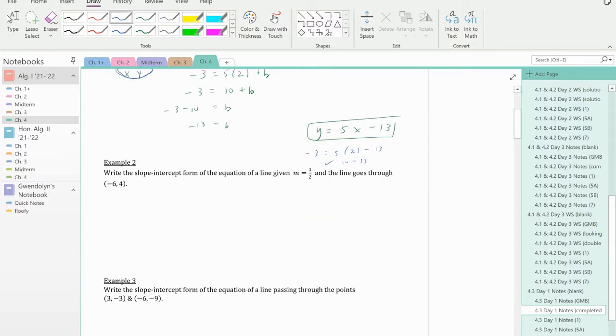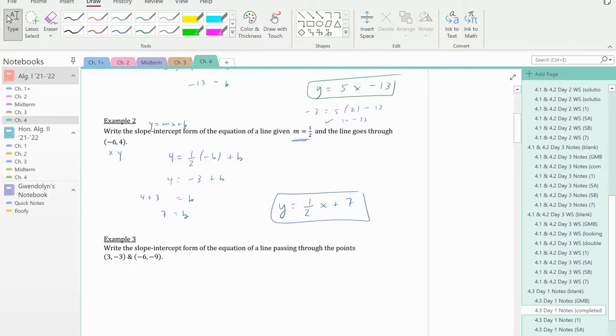Okay, so same thing here. Write the slope-intercept form of the line. We're hunting for this. Slope's a half. Goes through -6 and 4. So, oops, might as well just go ahead and plug it in. Y of my point's 4. Slope's a half. X is -6. Half of -6 is -3. We're going to add 3 to both sides. There's your b. So y equals 1/2 x plus 7.